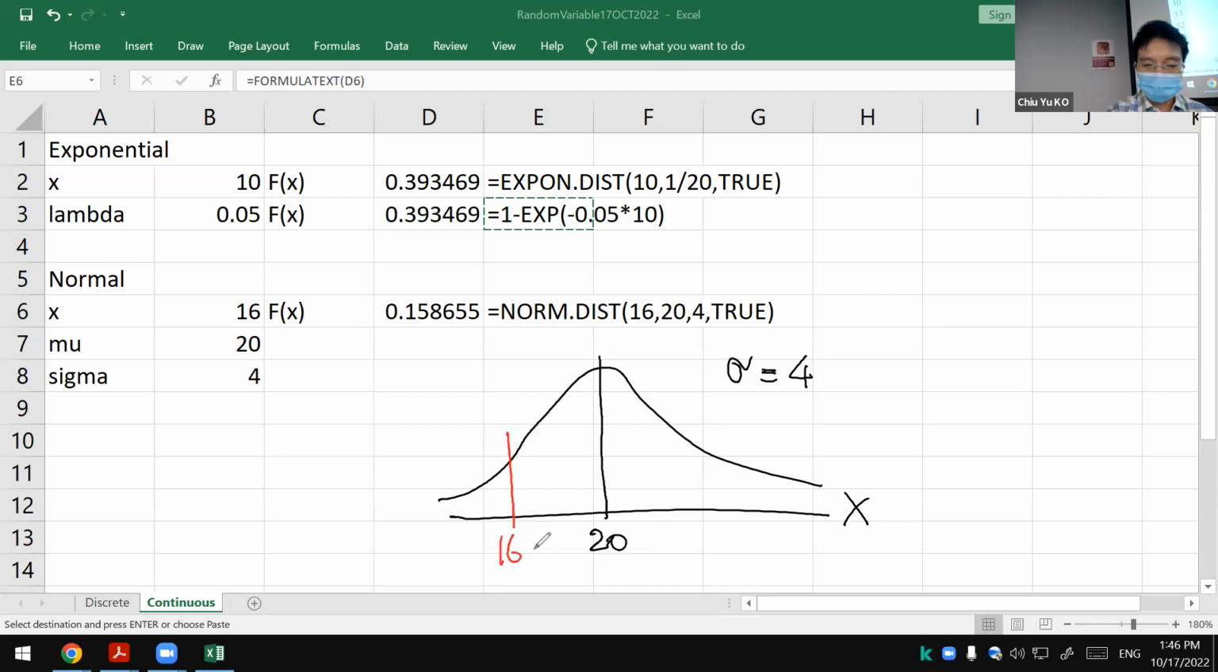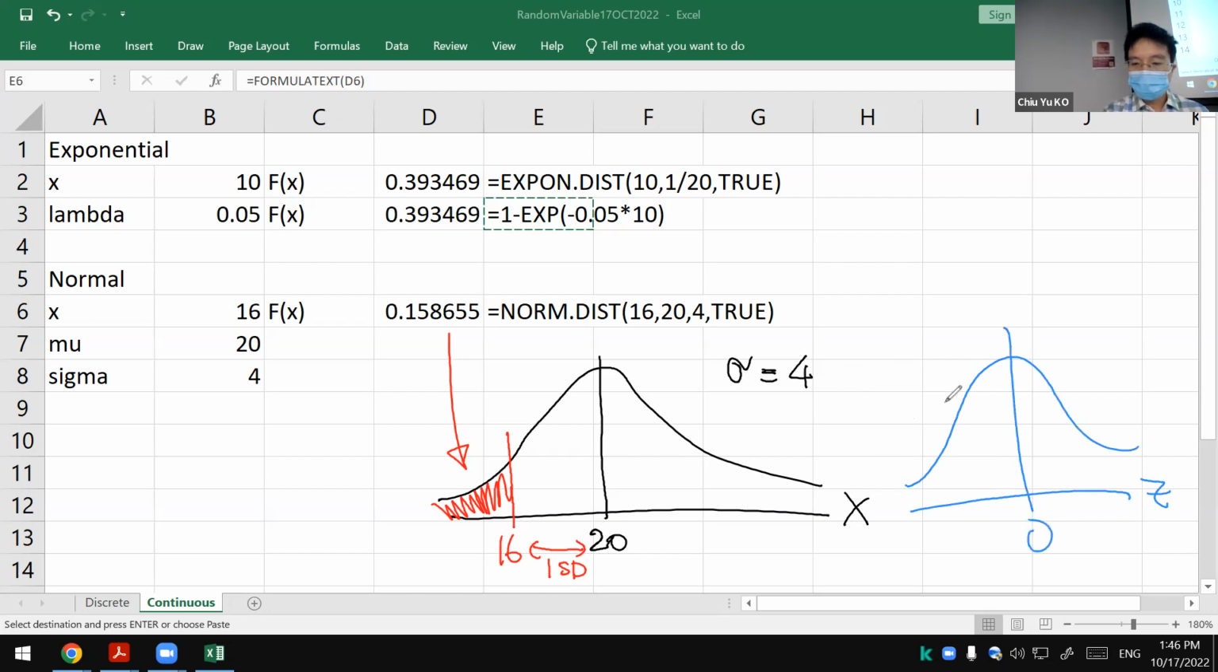16 is here. Actually, this is at 1 SD, right? 1 SD here, okay? We're asking this probability here, and that can directly transform to here, right? If you do the calculation by yourself, you have to transform this to 0. This is 1, and this area is the same, right? This is also the same thing. You can do this standardization. Later we'll show you this is correct.